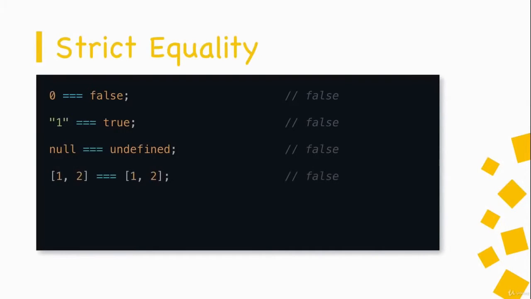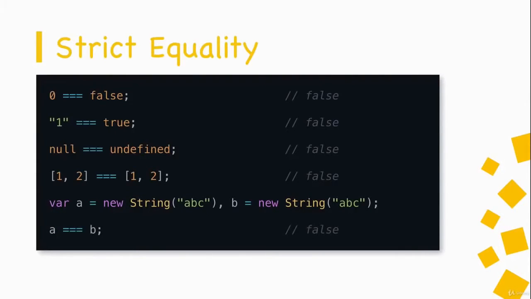And again, two separate objects can never be the same in JavaScript. So two objects, an array with values 1, 2, and another array with values 1, 2, are not equal to one another. It returns false. And the same thing happens with string objects. If you have two string objects with the same value, even then they're not the same. So var A contains a new string with value ABC, and var B contains another string object with value ABC. But A is not strictly equal to B. A is strictly equal to B returns false.